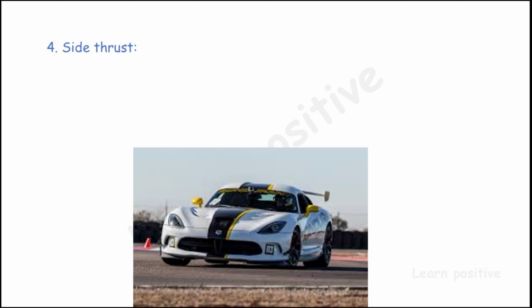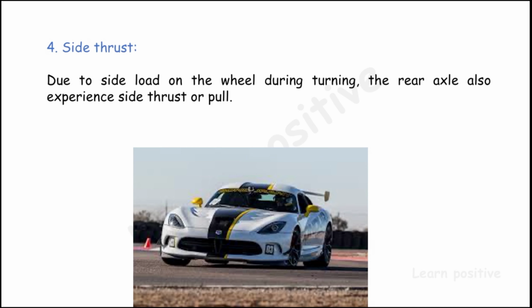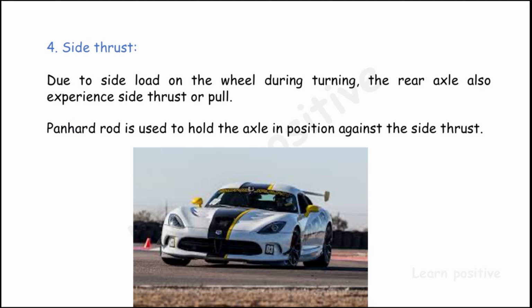The fourth one is side thrust. Due to the side load on the wheel during turning, the rear axle also experiences the side thrust or the pull. A Panhard rod is used to hold the axle in position against the side thrust. You can see the image given below.